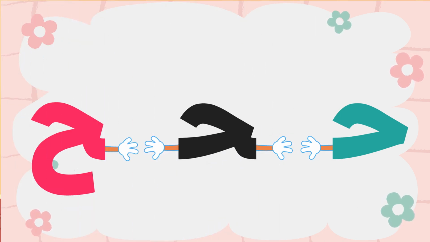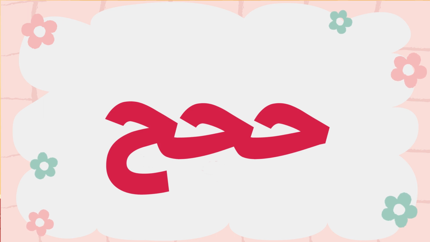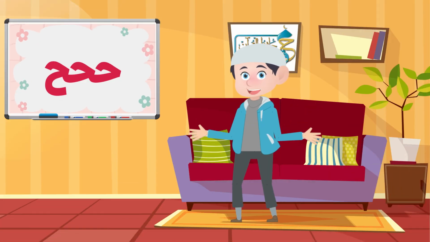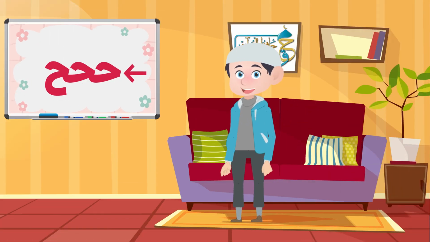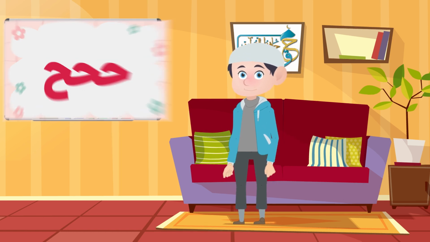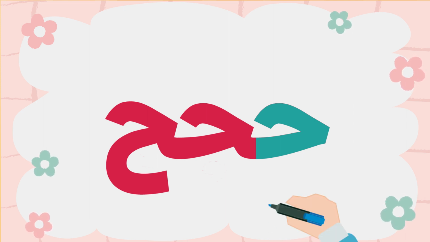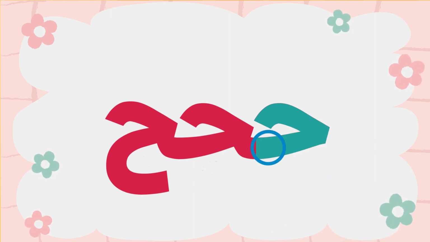Look and see how different shapes of ha are joining together. We read and write Arabic from the right side. So since we start from the right side, this is the shape of ha in the beginning. It has only one left hand. Why? To make a connection and to join the letter after.